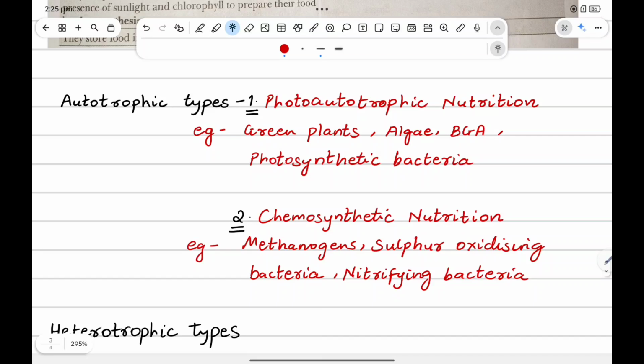Next we move on to different types under autotrophic nutrition. Number 1, photoautotrophic nutrition. Examples included in this are green plants, algae, blue-green algae and photosynthetic bacteria. They show photoautotrophic nutrition. Number 2, chemosynthetic nutrition. Examples included under this: methanogens, sulfur oxidizing bacteria and nitrifying bacteria. These bacteria show chemosynthetic nutrition.